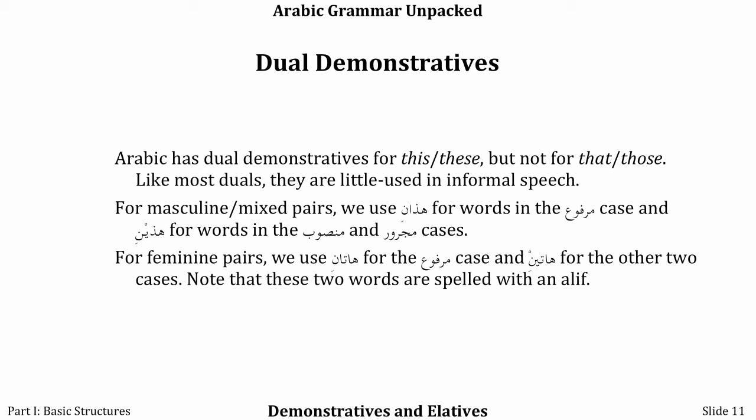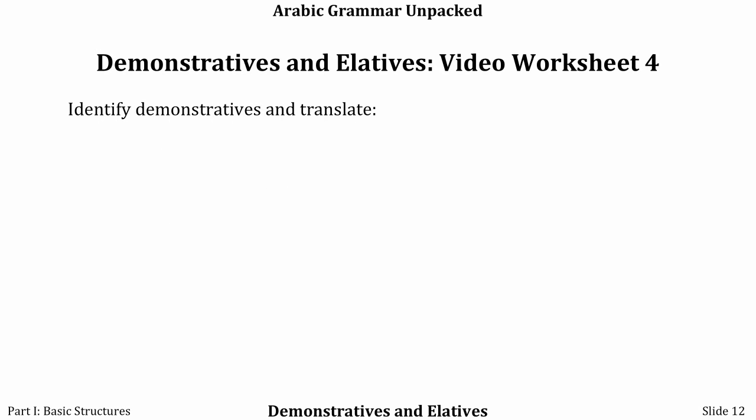These aren't really used in informal speech very much, but they do come up time and again, so it's useful to master them. So take a look at these. هذان الكتابان. Definite, definite. So not a sentence, but a phrase. These two books. هاتان الامرأتان لطيفتان.